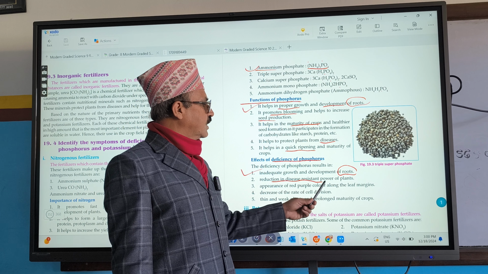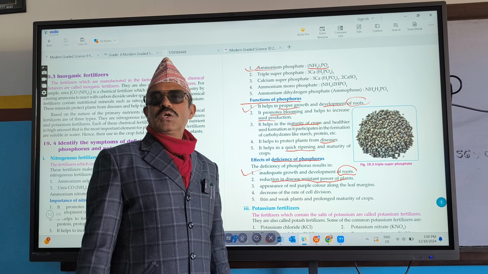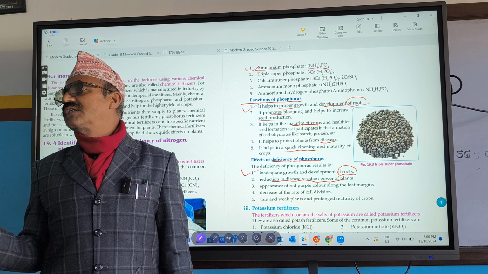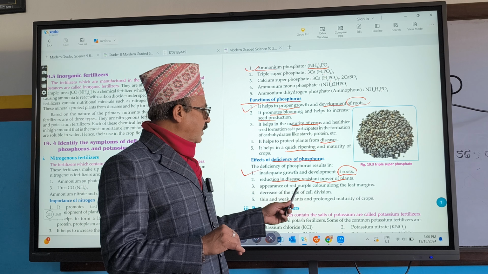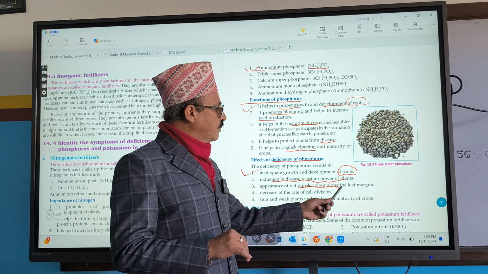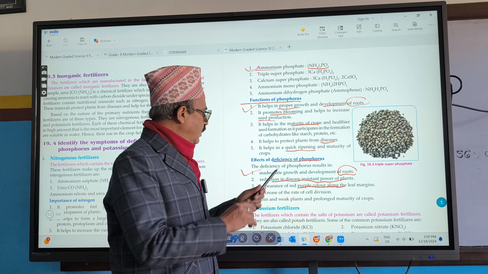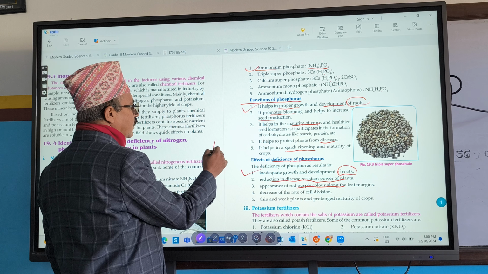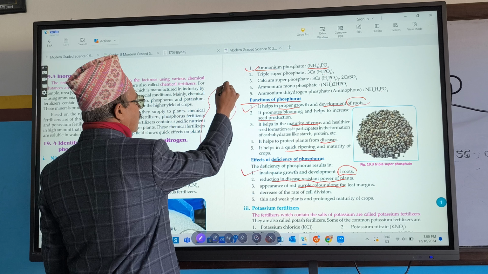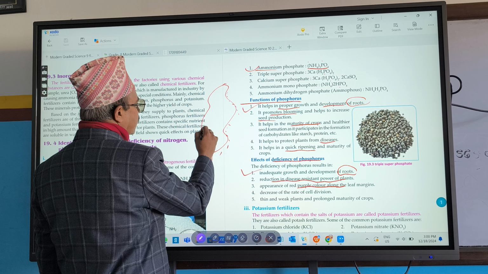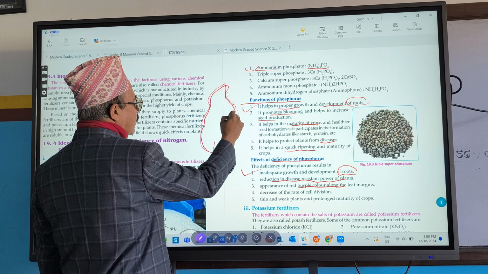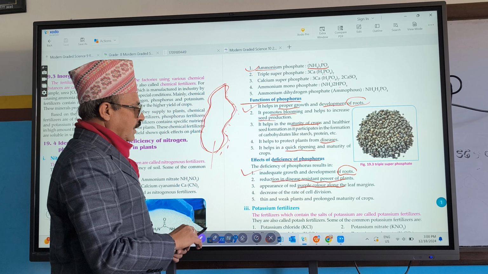Reduction in disease resistant power of the plants. Plants suffer from different diseases. They become weaker. Appearance of red purple color along the leaf margin. Suppose if this is the leaf, on this side, red purple color can be seen here. Red purple color can be seen in the margin.